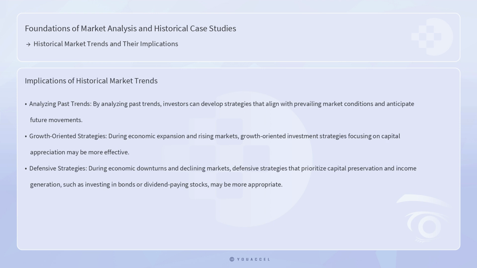The implications of historical market trends for strategic investments are profound. By analyzing past trends, investors can develop strategies that align with the prevailing market conditions and anticipate future movements. For instance, during periods of economic expansion and rising markets, growth-oriented investment strategies that focus on capital appreciation may be more effective. Conversely, during economic downturns and declining markets, defensive strategies that prioritize capital preservation and income generation, such as investing in bonds or dividend-paying stocks, may be more appropriate.